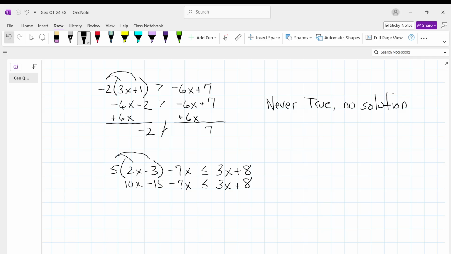Now on the left-hand side, we got to combine the x's. We've got a 10x minus 7x. And 10x minus 7x is 3x. The minus 15 comes down, and we're still less than or equal to 3x plus 8. Now, notice again, we've got a 3x on each side. So if we were to subtract 3x from each side, we get negative 15 is less than or equal to 8.